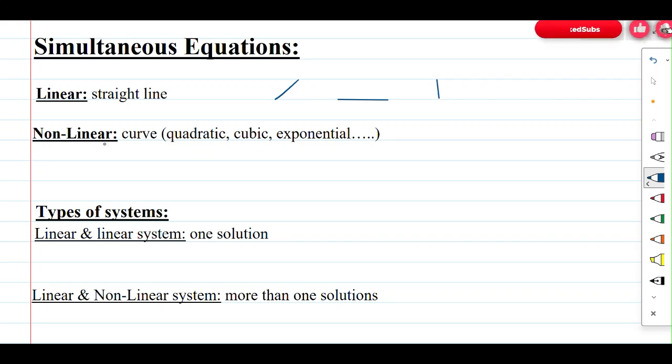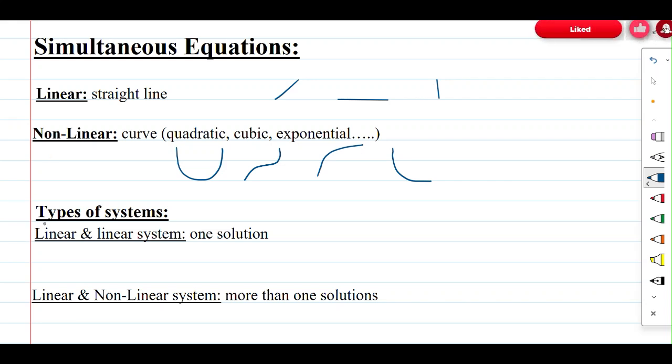In a non-linear system, it is a curve. It can be a quadratic curve, cubic curve, exponential curve, logarithmic curve. Any type of curve is a non-linear system. So a quadratic curve is a parabola. A cubic curve is something like that. You have some exponential curve, you have a logarithmic curve. So any curve is the non-linear system. A linear system is only a straight line, right? A straight line is always the linear system and a curve is always a non-linear system, right?